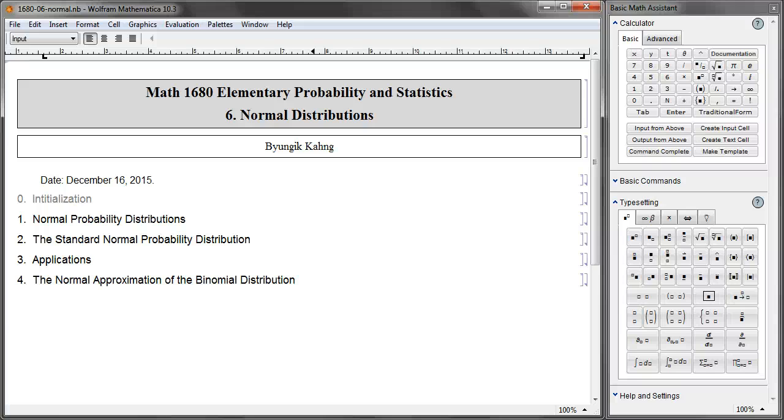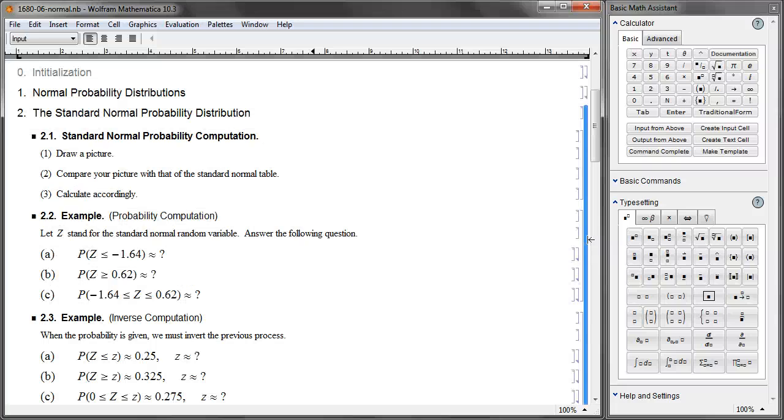Welcome back. We are done with 5.1. Let's go to 5.2, the standard normal probability distribution. How do you find out the probabilities from standard normal? Well, here is a step-by-step process. Draw a picture, compare your picture with that of the standard normal table, and then calculate.